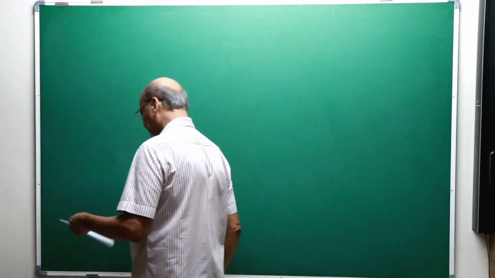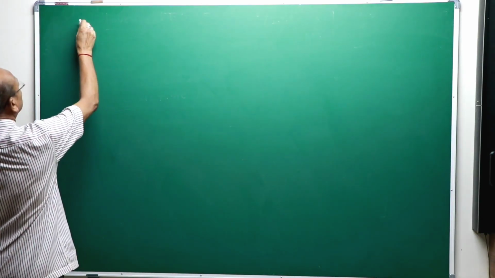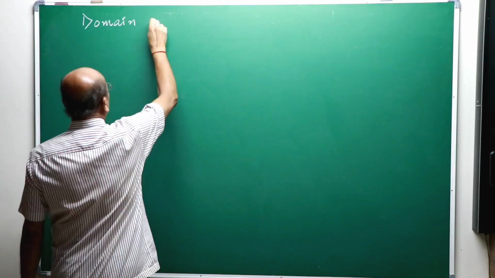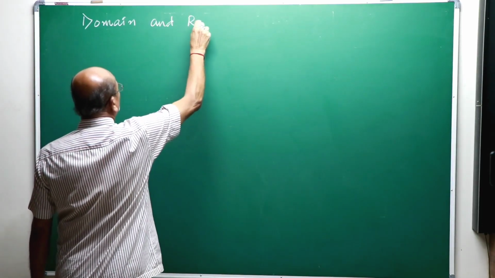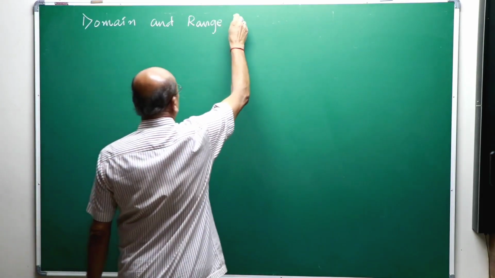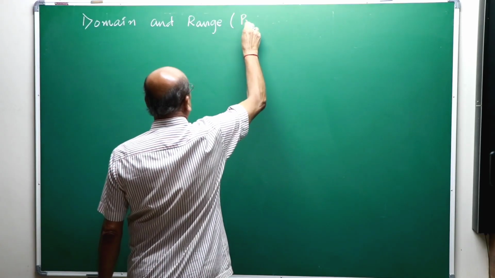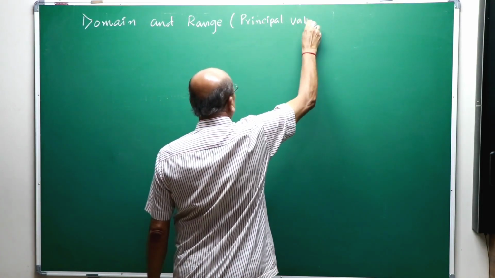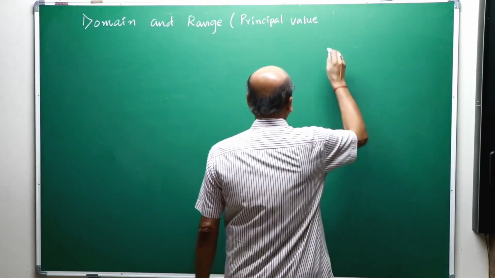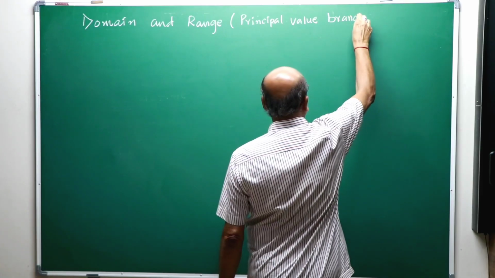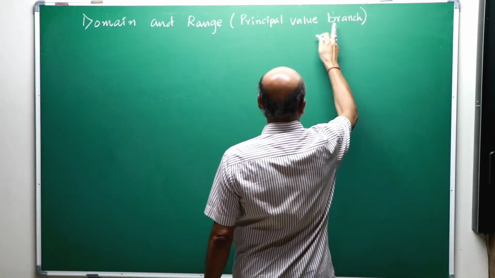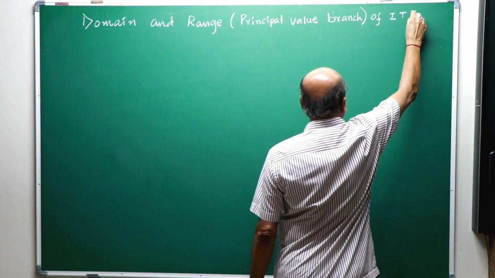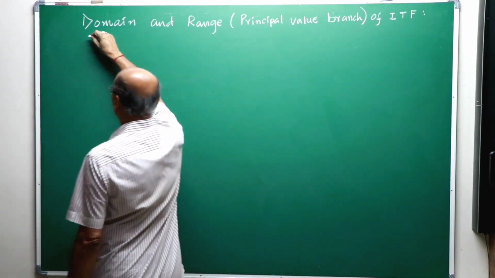Yes, my friends, it is domain and range. This range is also called by another name. It is principal value. It is principal value branch. It is another name for range: principal value branch of inverse trigonometric functions, ITF.